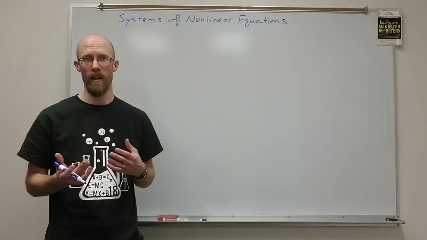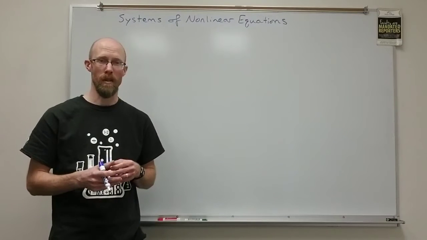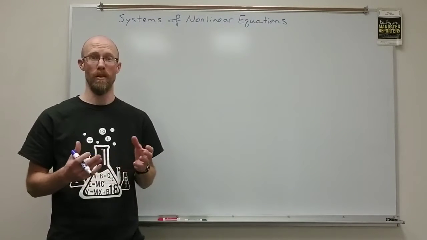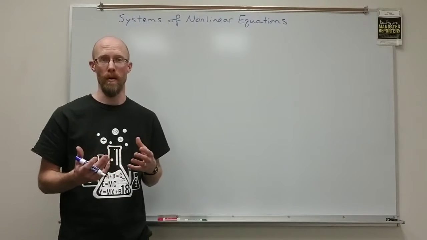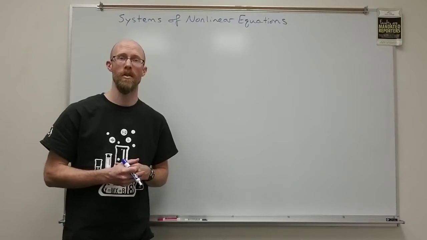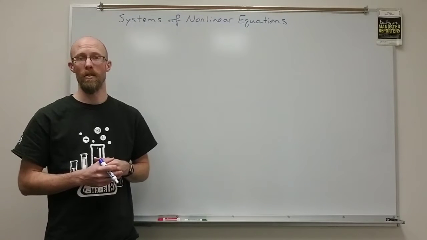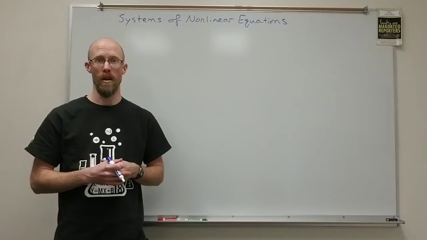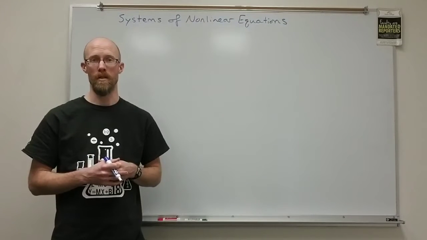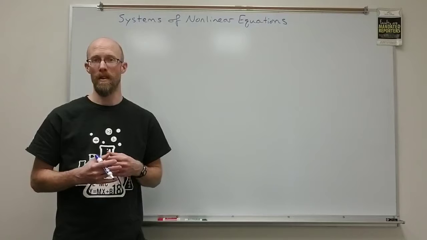They could be quadratic in nature. They could be a larger degree than that. They could have multiple variables involved. You could be looking at ellipses or circles or hyperbolas, different conic sections. You could even look at logarithms and exponential equations and trying to solve them simultaneously. So we're trying to find the intersection points.